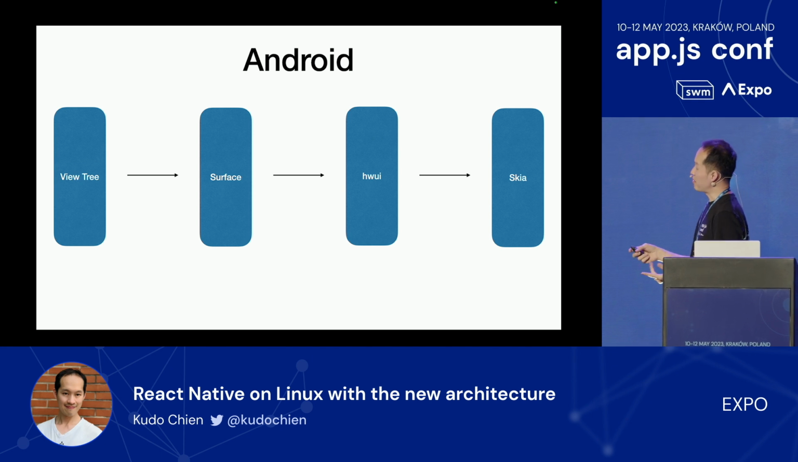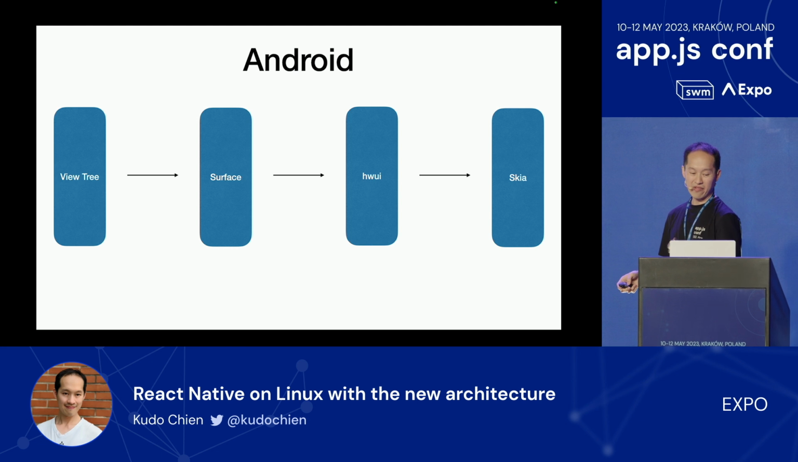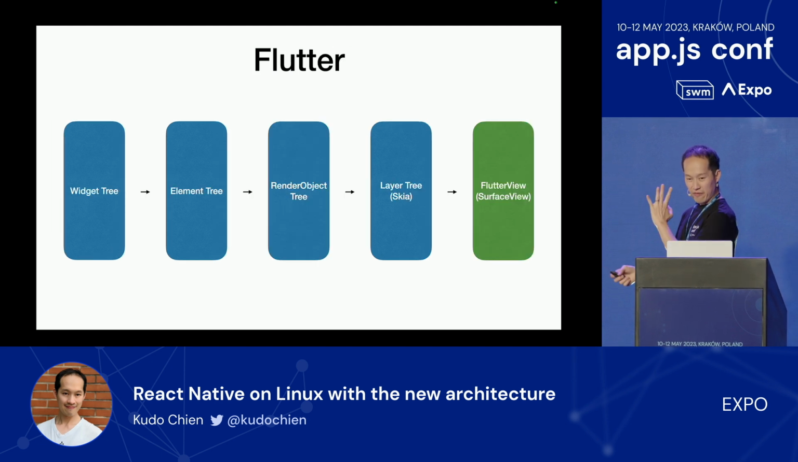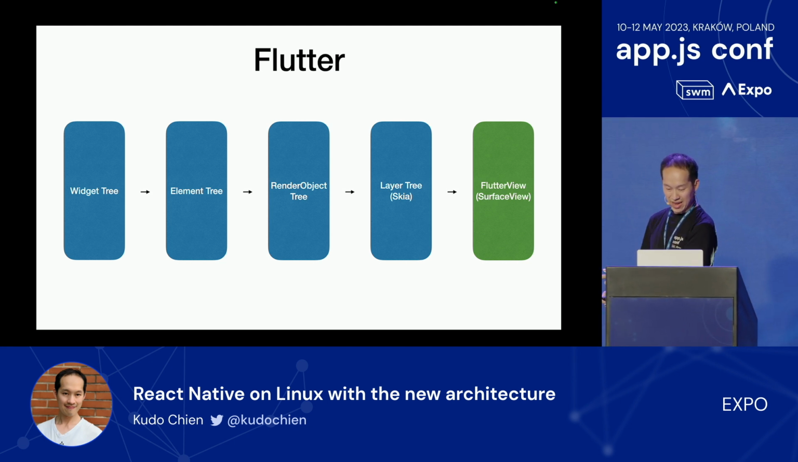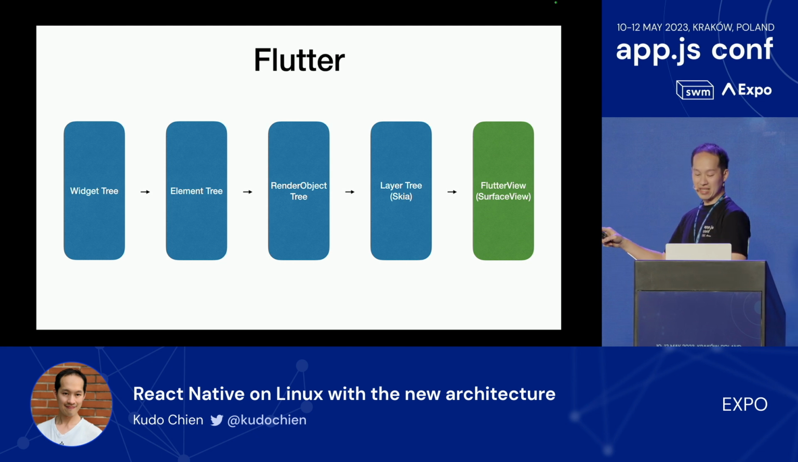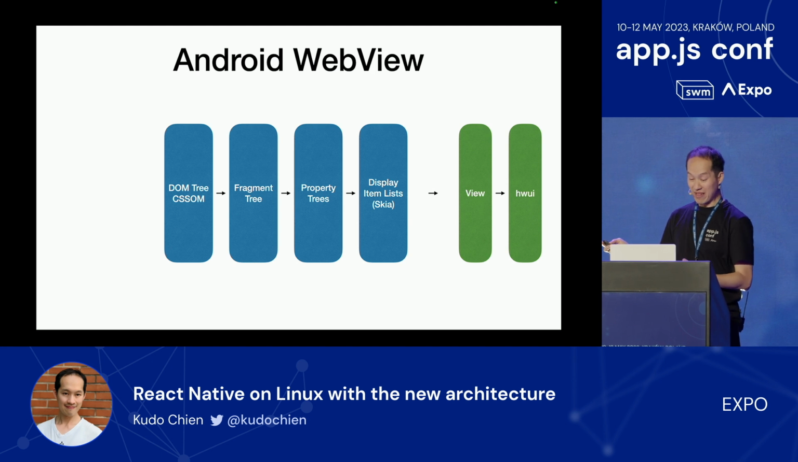Let's talk about the rendering pipeline. Android native view has 4 steps, from the view going to the Android service, lower hardware UI layer, and going to Skia. Flutter has 5 steps: widget tree, element tree, render object tree, and going to the Skia layer tree, and passing to the Android surface view. And WebView, this is a simplified version.